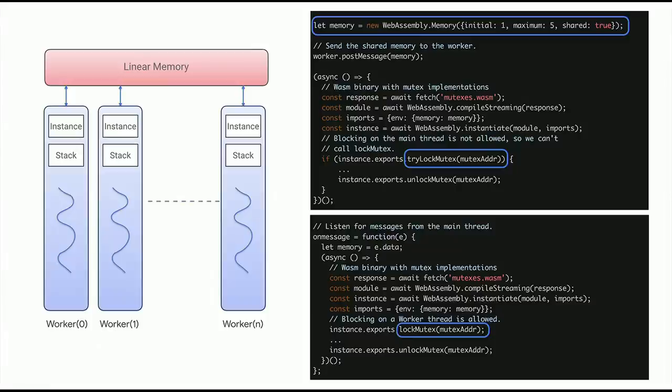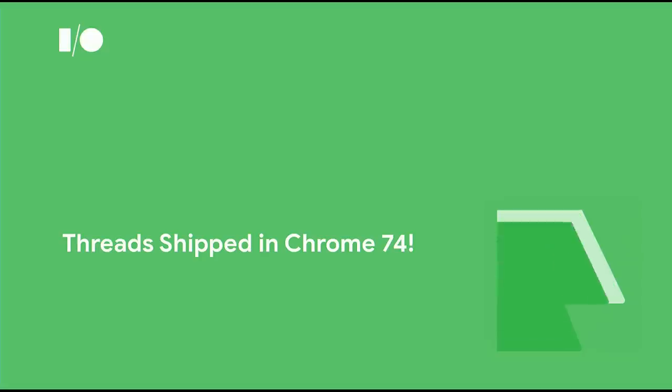So what is the current status of this proposal? The proposal itself is fairly stable, but there's ongoing work to formalize the memory model that's used by the shared array buffer. The thing I'm really excited about here is that this is shipped in Chrome 74 and is on by default. So as Surma mentioned, Qt earlier in the presentation, and Qt uses full thread support. So this is something that you can use in your applications today.